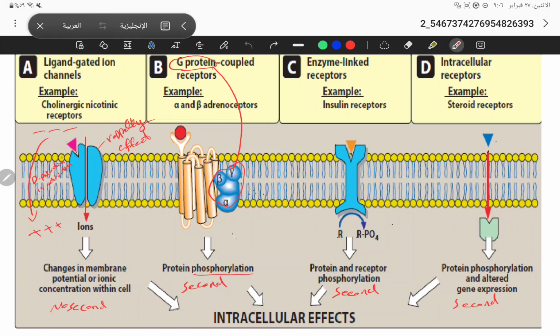These are receptors with tyrosine kinase activity, for example. After that I also have several metabolic processes, and I also get a second messenger, and we have an effect in this case. The fourth type is the intracellular receptors. Here I don't have anything on the cell membrane. In fact, the drug should enter inside the cell.